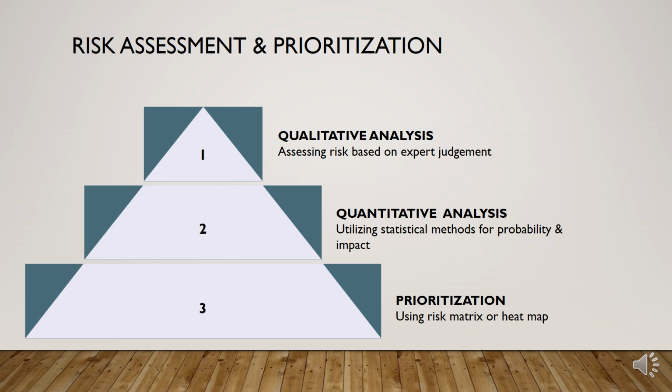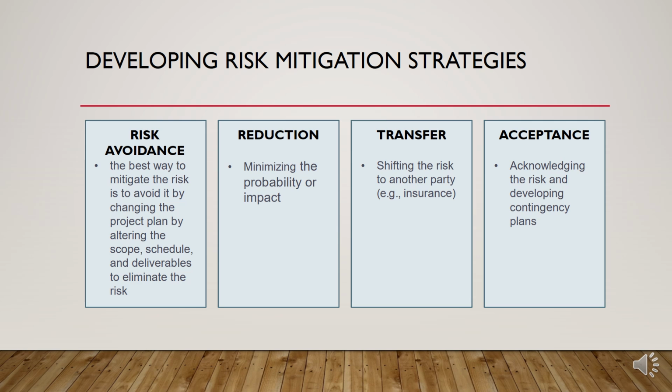After the risks have been assessed successfully, the prioritization is done. Prioritization can be done using a risk matrix or heat map. Moving forward, developing risk mitigation strategies. There are four basic risk mitigation strategies, that is risk avoidance. Risk avoidance is the best way to mitigate the risk. It is basically to avoid it by changing the project plan, by altering the project scope, schedule, and deliverables to eliminate the risk. Risk reduction includes minimizing the probability or impact.